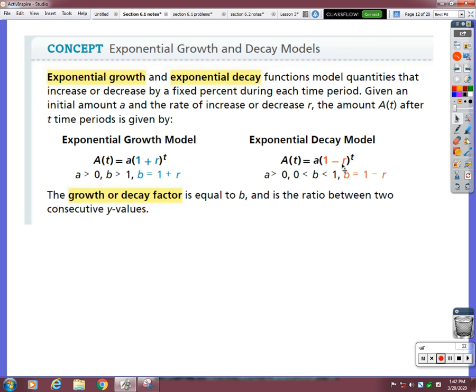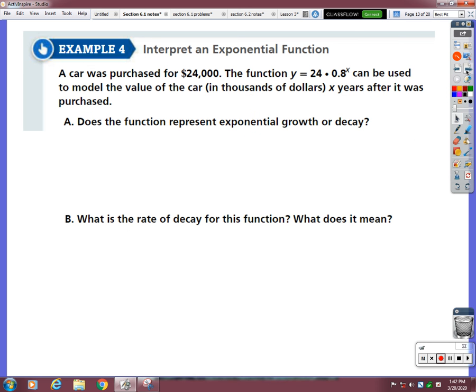In that case, we would take the percent and change it to a decimal like we did before, and then go 1 minus that. So then this would give us a number less than 1, and then that would be decreasing or decay. And then a fancy vocab word is the growth or decay factor, is this number here that you're multiplying by each time. All right, let's play again.